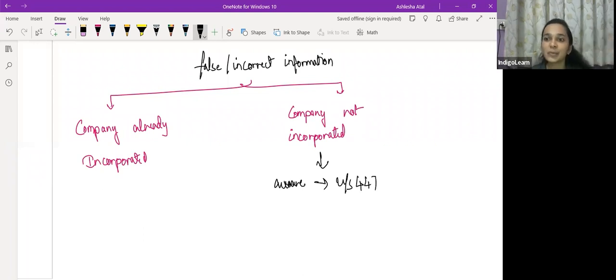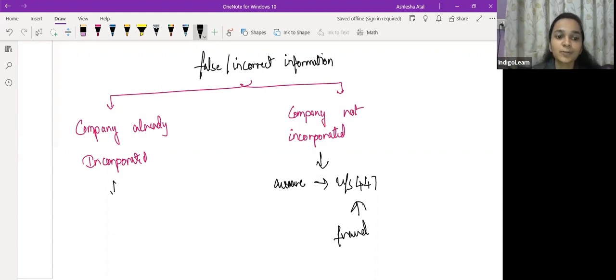अरे 447 कहीं और भी पढ़ा था, कुछ याद आ रहा है 447 देख के? Does something come to your mind when you look at 447? मैंने बोला था कंपनीज एक्ट में 447 कब आएगा? जहां पे भी फ्रॉड होगा. तो अगर आप फॉल्स और इनकरेक्ट इन्फॉर्मेशन देके कंपनी इनकॉर्पोरेट कर रहे हो तो आप फ्रॉड ही कर रहे हो, राइट? So if a company is not being incorporated, every person who was aware of this fact and who was a part of this for furnishing of false or incorrect information, that person shall be punishable for fraud under section 447. What if the company has already been incorporated?